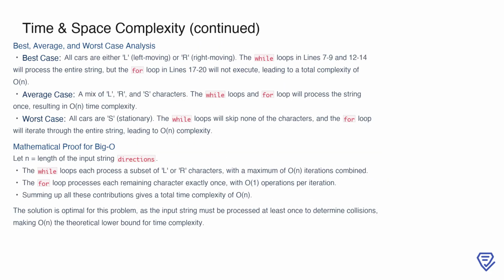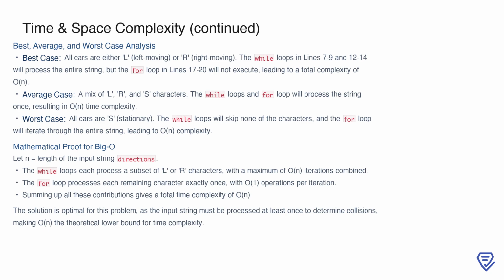Now, let's consider the best, average, and worst-case scenarios for this solution. In the best case, if all cars are either L moving left or R moving right, the while loops will process the entire string, but the for loop will not execute since there are no middle characters to check. This results in a total complexity of O(n). In the average case, where the string has a mix of L, R, and S characters, the while loops and the for loop will both process the string once, leading to O(n) time complexity.